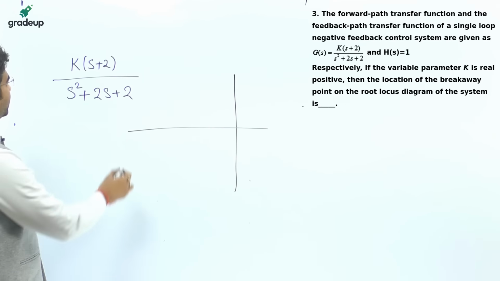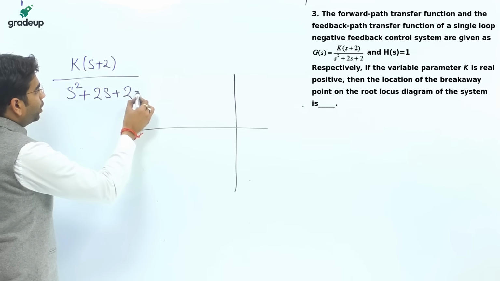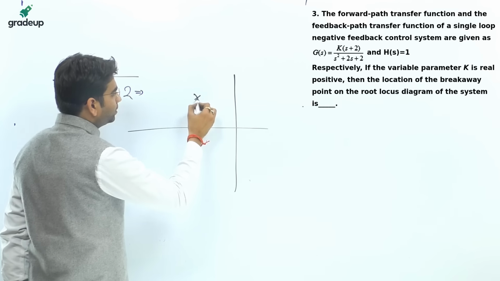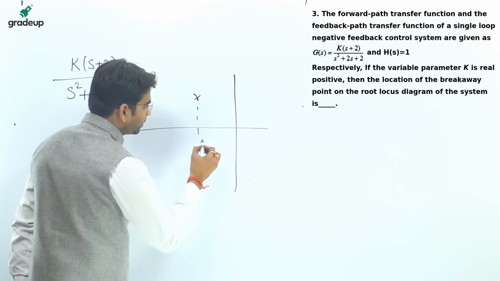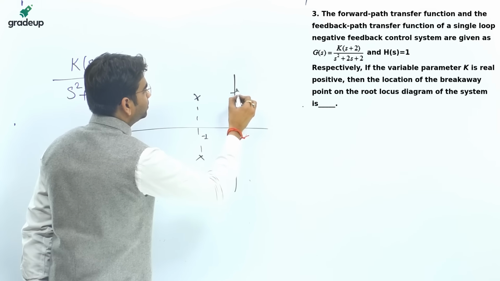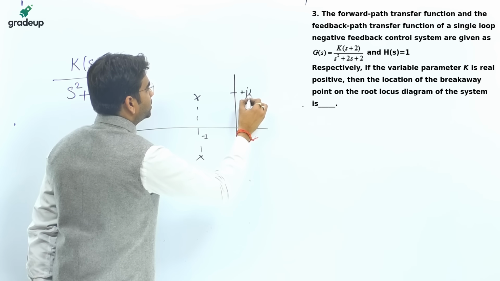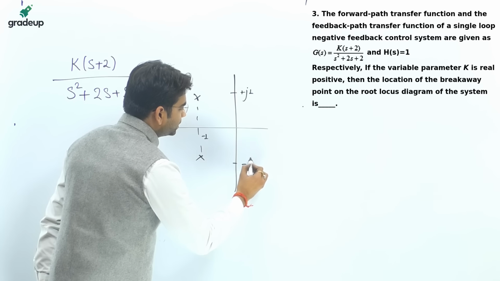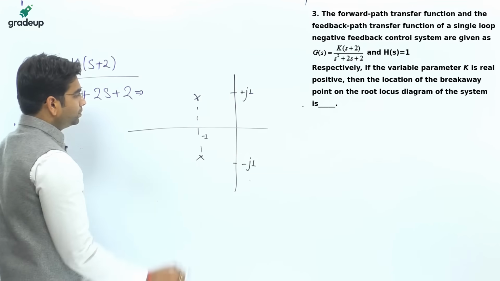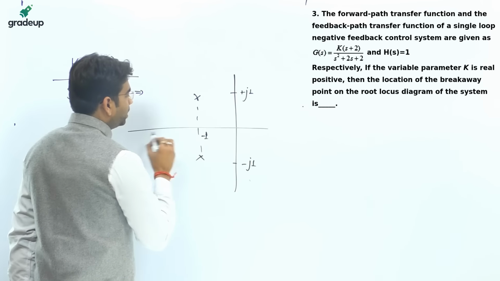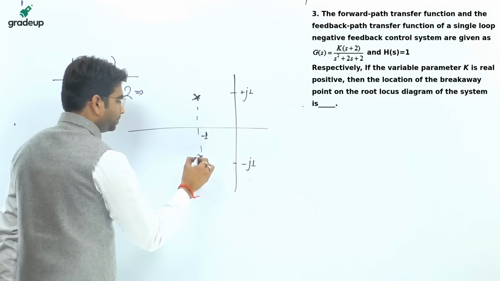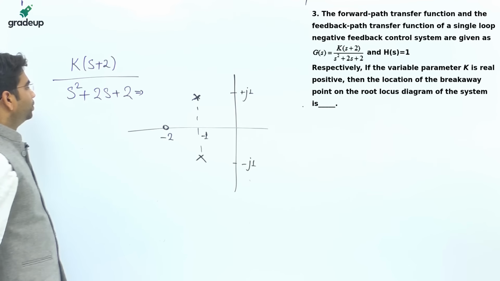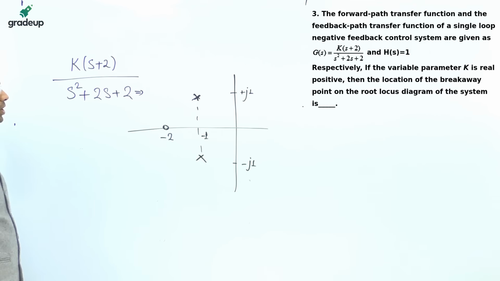So the question is this, what about the poles? The poles will be at this position, -1 plus j1, and -1 minus j1. Poles are at this place, zeros are at this place. So poles and zeros, location cleared.